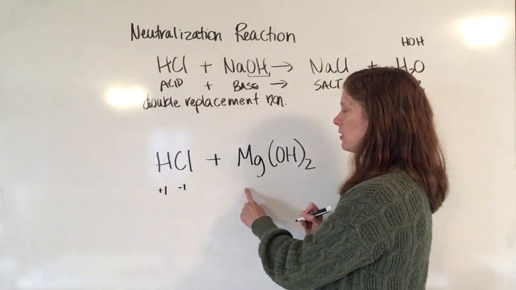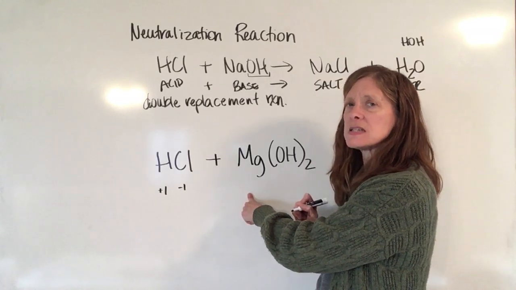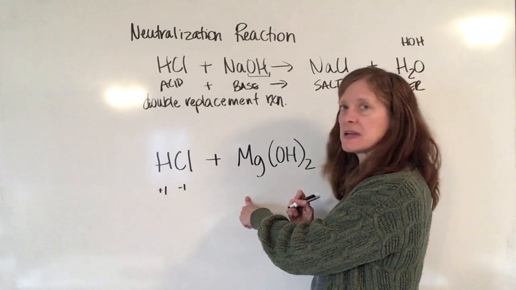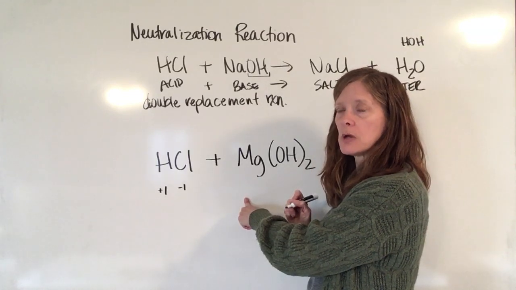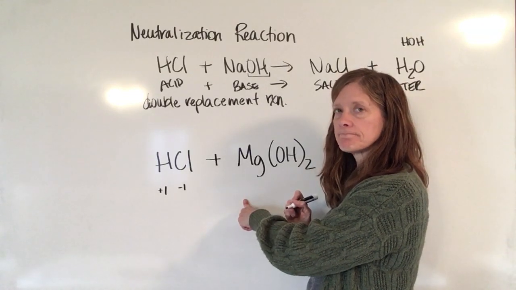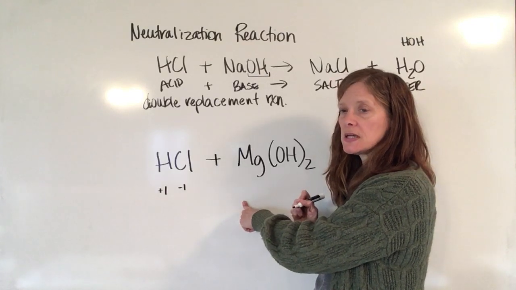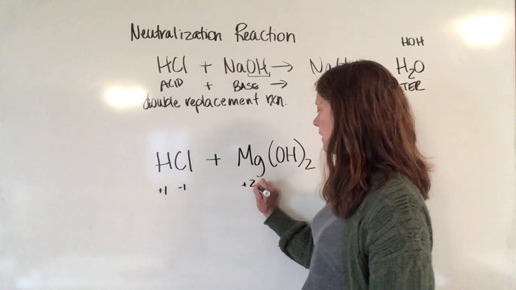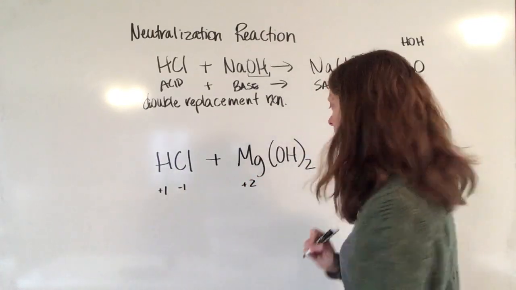Okay, if you look at the periodic table, where is magnesium on the periodic table? Flip to the back of your book and see if you can find magnesium on the periodic table. And where is it located? Hopefully you'll see that it is in the second column. And so that means that magnesium has a positive 2 charge.